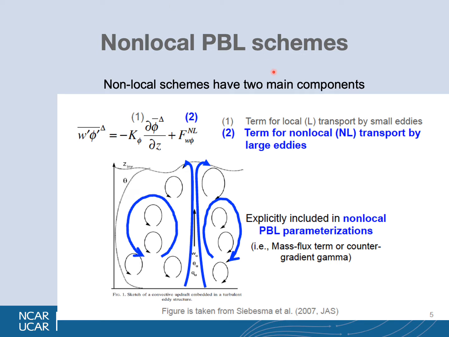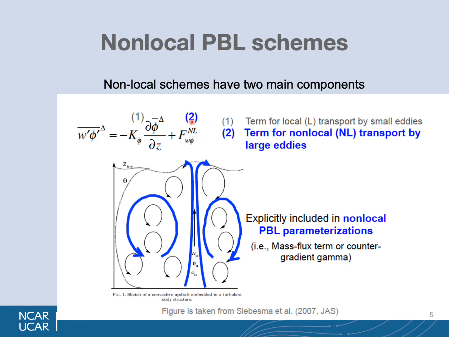Non-local schemes are represented by this diagram. In any PBL scheme, we're trying to represent a vertical subgrid flux, W prime, theta prime, or phi prime as a general variable. And usually there's a local component, which is just the K diffusion type term proportional to the local vertical gradient and the K parameter. But then there's this non-local term, which is represented in various different ways in these different PBL schemes.